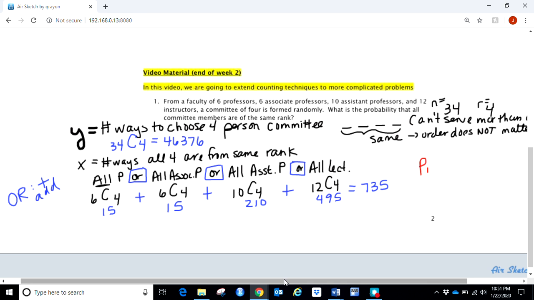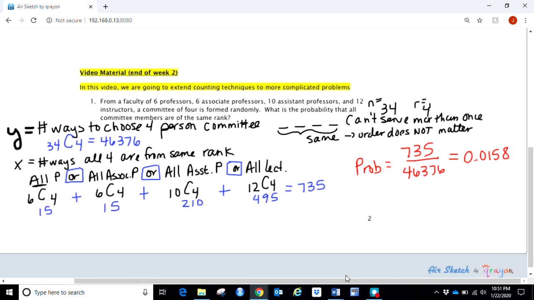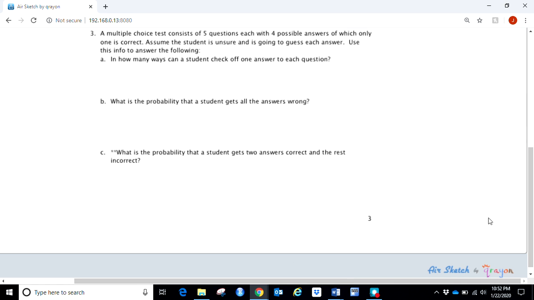Because now for my probability, we're going to take our x that we just found over our total number of possible ways, or our y, of the 46,376 to give us a probability of a little bit more than 1.5%, 0.0158 for our answer there. So there's our first question that we're working through together here. Let's try another.